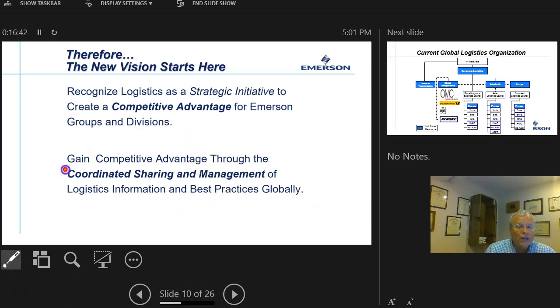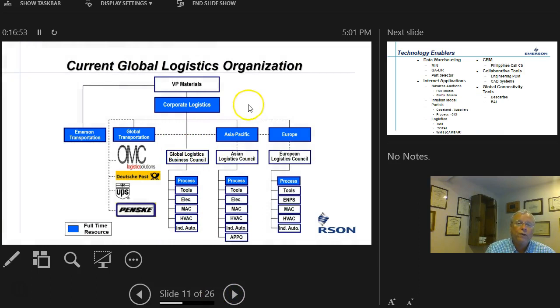So again, the advantage here was we were looking to get competitive advantage by sharing and management of the information and best practice. So that was the entire goal. So when I was there, this was the organization that was there. We had a VP of materials. This position was me. We had a fleet which we managed ourselves called Emerson Transportation, quite large, as a matter of fact. We had our global transportation partners, these were just some of them.